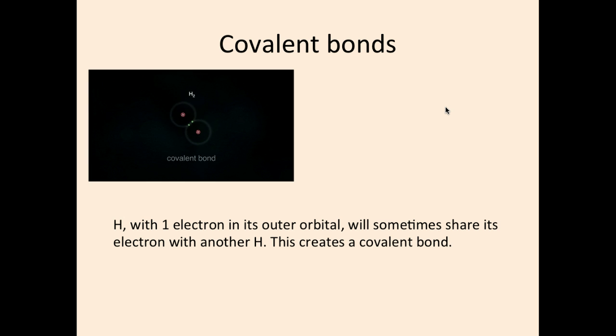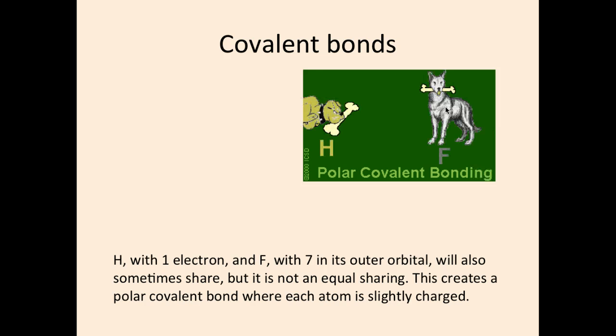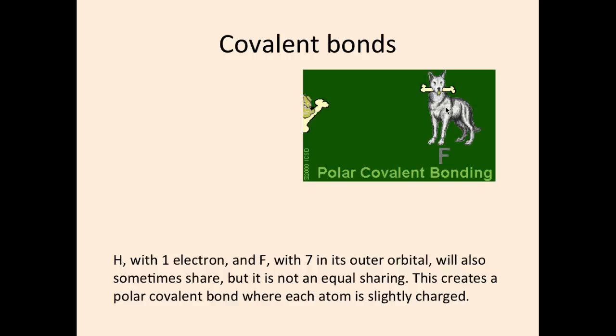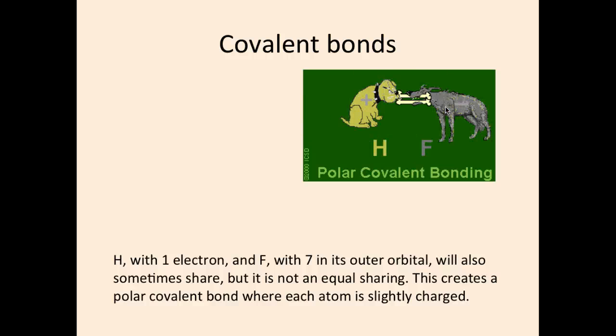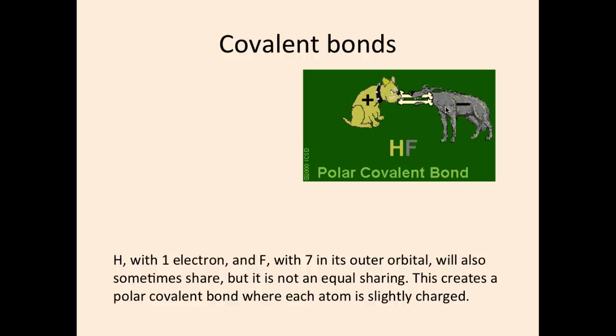Another type of covalent bond is a polar covalent bond. This is where there's an unequal sharing. As you can see with the 2 dogs and the dog analogy of the polar covalent bond, the gray dog on the right is larger, and even though they're sharing the bones, they both have the bones in their possession, the negatively charged gray one is pulling more of the bone than the lighter tan one. So this is an unequal sharing in the polar covalent bonds.